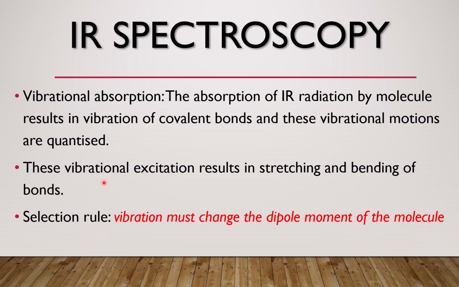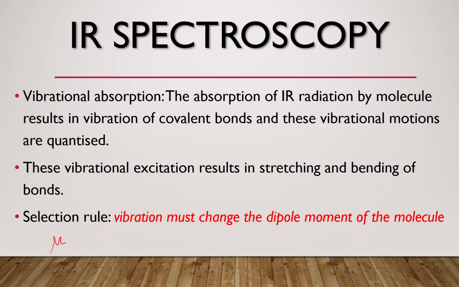So how does this vibrational excitation occur? This results in stretching and bending of bonds. When the bonds are stretched and compressed, there is vibration of covalent bonds, and that is called vibrational excitation. The basic selection rule for IR spectroscopy is that vibration must change the dipole moment of the molecule. That means there should be some change in the dipole moment of the molecule.